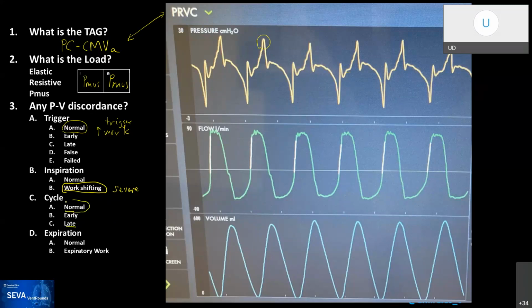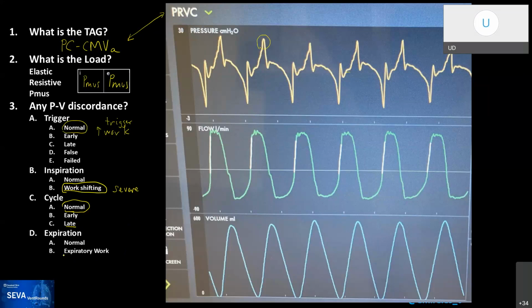I mean, let me think this through. I'm trying to see if there's any phase shift difference between PMUS and PVent. There is a negative deflection in the pressure waveform after the pressure goes down, but I think that's just the expiratory valve or normalization. So I don't think that's necessarily a matter of cycling. So I would say, yeah, this is normal.